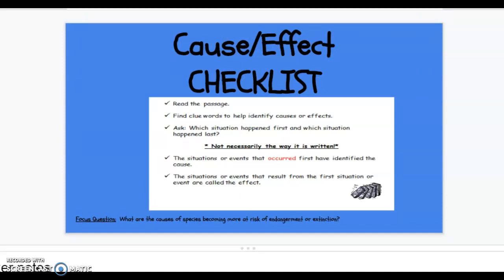I also created a cause and effect checklist for you as you are reading. So I want you to read the passage, find clue words to help identify cause or effect. Also ask yourself, which situation happened first and which situation happened last? The situations or events that occur first are identified as the cause. The situations or events that result from the first situation or event are called the effects.